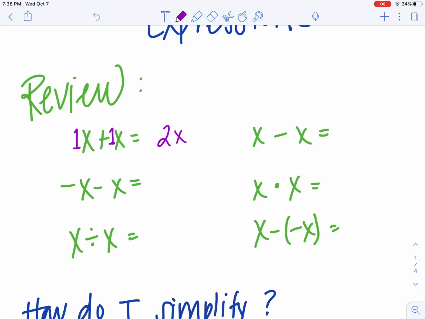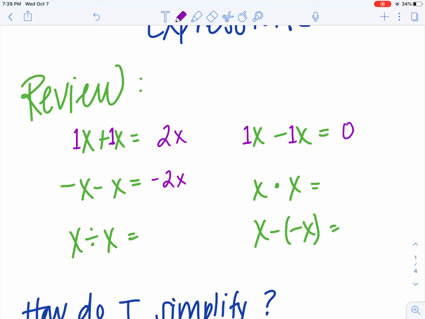Next we have x minus x. So again, this would be like 1x minus 1x. And if you take 1 minus 1, that would be 0. So we're going to have 0. All right, next we have negative x minus x. So that's like a negative 1x minus 1x. So that becomes negative 2x.